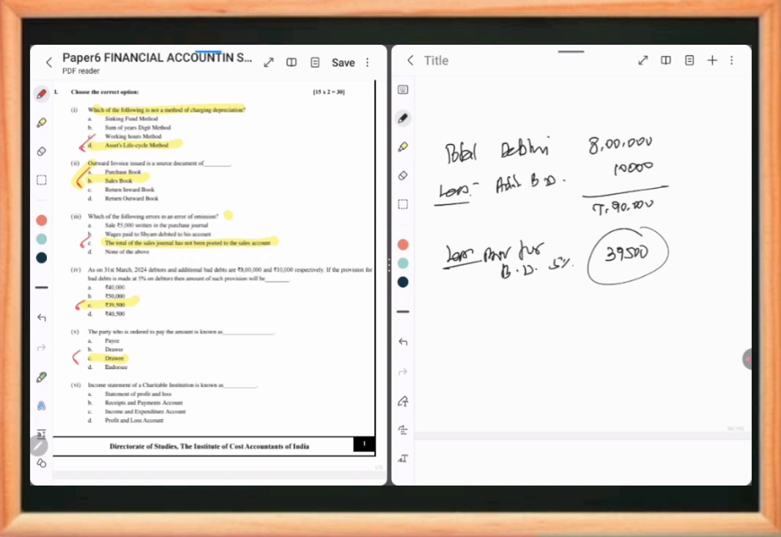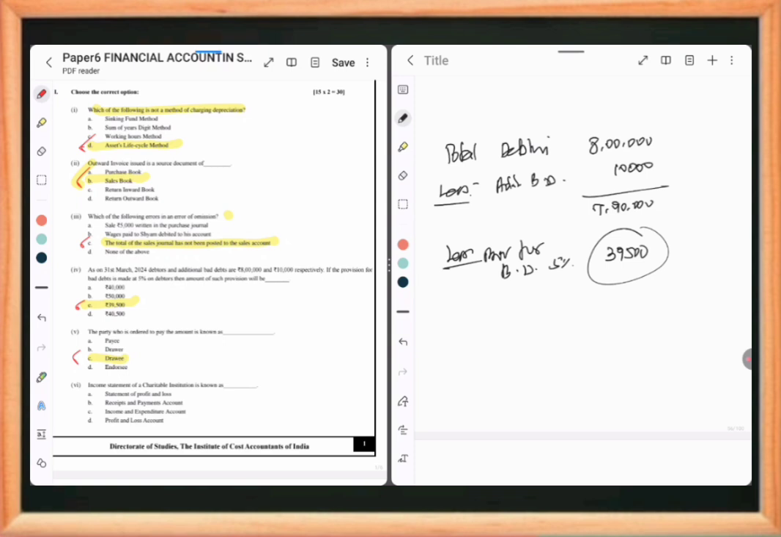And then question number 6, income statement of the charitable institution is known as statement of profit. Normally in case of a profit making company, we prepare trading account and profit and loss account.